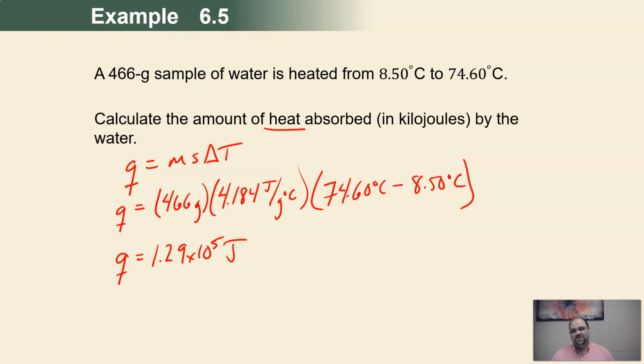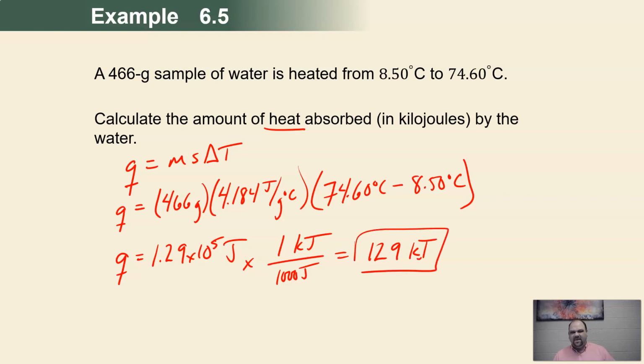It doesn't ask for it in joules. It specifies kilojoules. So we need to go ahead and convert that to kilojoules. 1 kilojoule is 1,000 joules. So we end up with 129 kilojoules. Okay? Keep an eye out. If it asks for it in a particular unit, make sure you give it in that unit. And if you're having difficulty with your conversion factors, go back to chapter 2 and learn those.